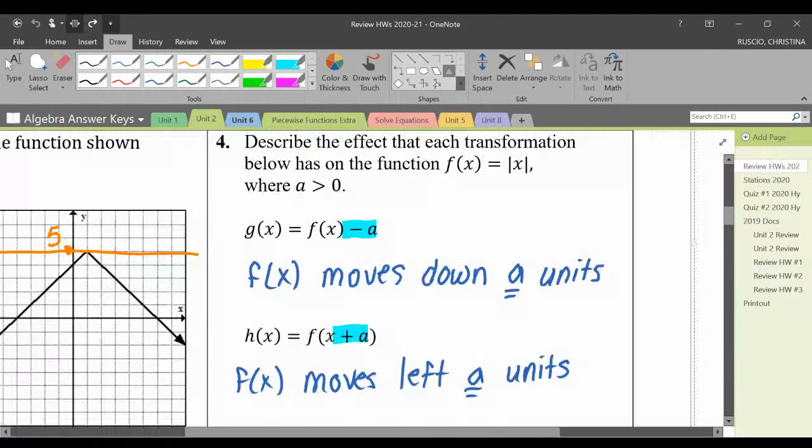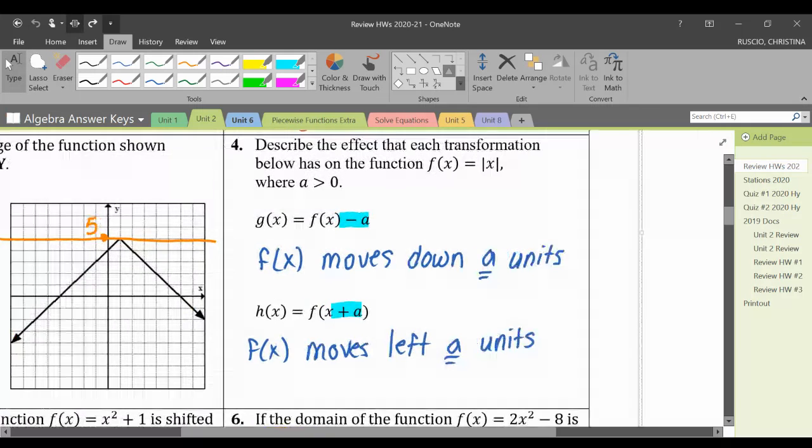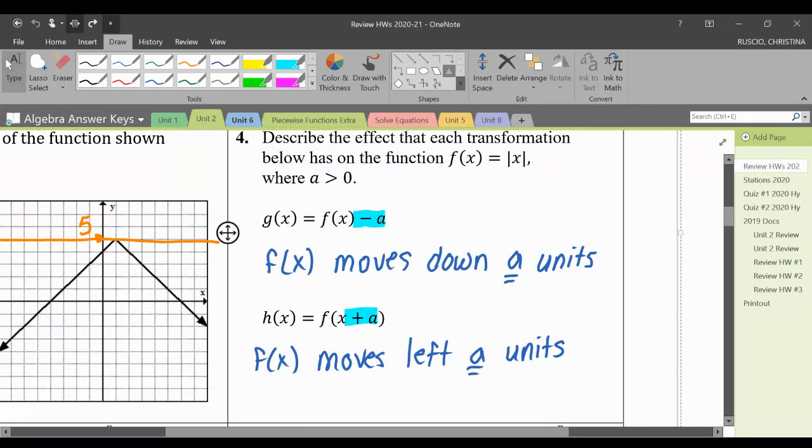All right, let's take a look at 4. Number 4 is talking about transformations. In number 4, we have to figure out what is happening to the function f of x. Since it's a -a on the outside, the inside lies, the outside tells the truth. So f of x is moving down a units. If that had been a 7, it would have been moved down 7 units. If this had been a 12 or plus 12, it would have moved up 12 units.